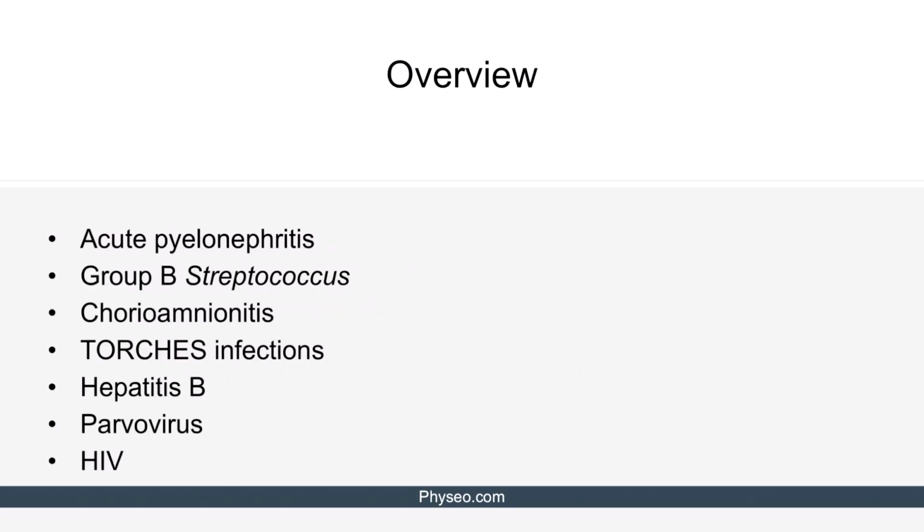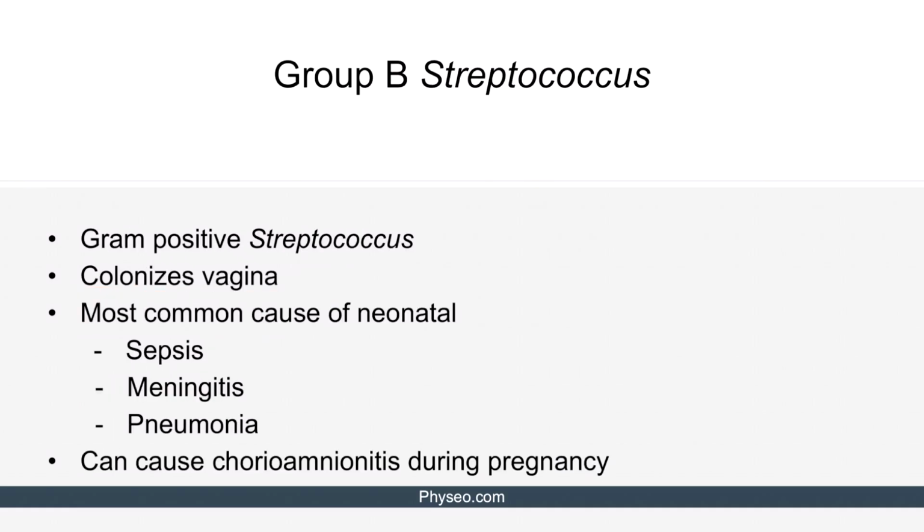Okay, now let's move on to group B Streptococcus. So group B strep is gram-positive, and it colonizes the vagina, and it's the most common cause of three things in the neonate: sepsis, meningitis, and pneumonia. And it can also cause chorioamnionitis during pregnancy. So after delivery, the patient can have sepsis, meningitis, and pneumonia, but even before that, the whole pregnancy can be complicated by chorioamnionitis. So group B strep is bad.